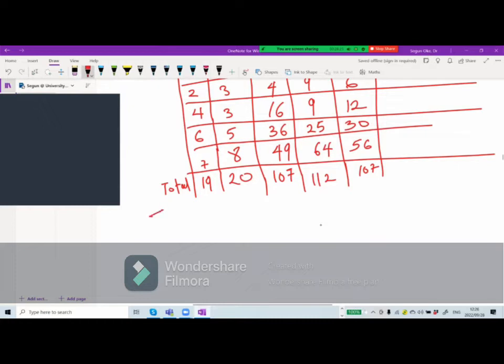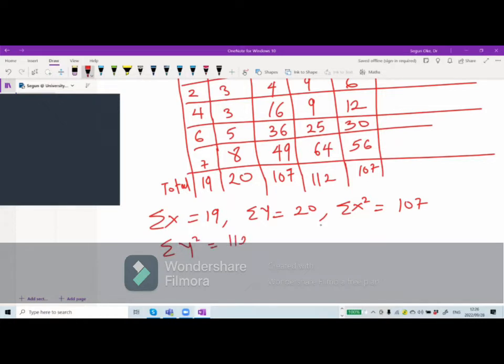So let's write it out. Summation X is equal to 19. Summation Y is equal to 20. Summation X squared is equal to 107. Summation Y squared is equal to 112. And summation XY is equal to 107. Please, these are the things we'll be working with. The rest, we don't need the table anymore.